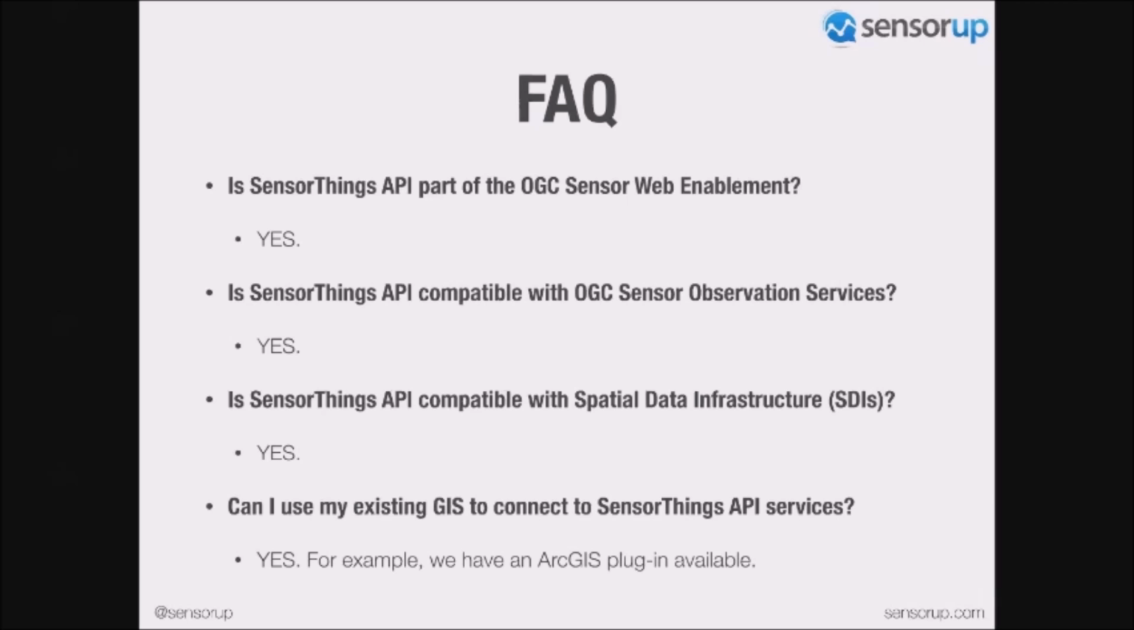And lastly, can I use my existing GIS to connect to SensorThings API services? The answer is yes. This is a great thing, actually, because by using SensorThings API, you can leverage your existing GIS infrastructure investment. And it's plug and play. It plays with your GIS infrastructure very, very nicely. For example, we have an ArcGIS plugin available. If you're interested, you can contact us.